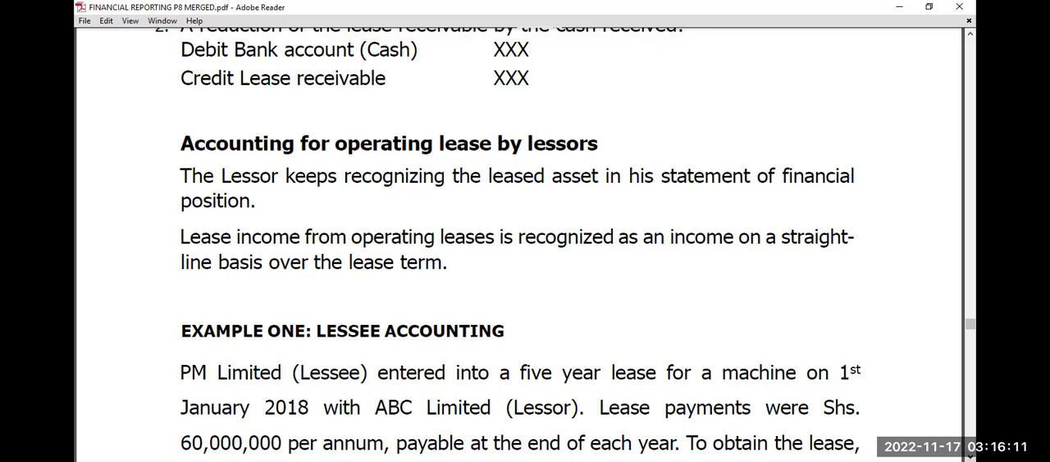If it is an operating lease, you find that maybe the person has gone for a lease, and after the lease, the person will go back. So it means the other club will be accounting for the player. These people are only accounting for the right. They are just using it for that short period of time. We are saying that the lessor keeps recognizing the leased asset in his statement of financial position. The reason why the lessor is still recording this asset is because the asset has not been sold.